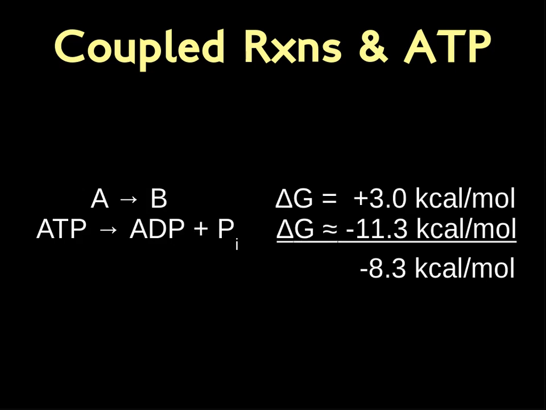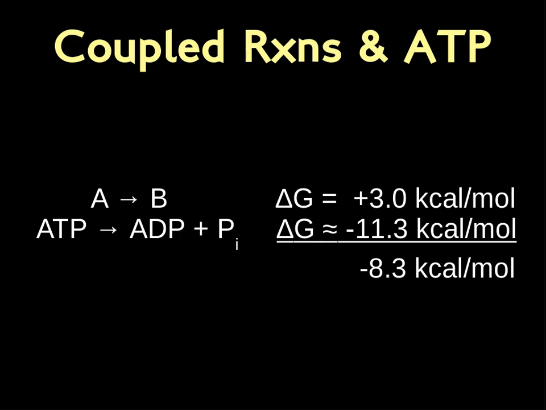Okay. So what we can do, though, is we can couple another reaction to this. So imagine we have a reaction of converting A to B. This was the grand thing that people wanted to do back in the day. Alchemy is turning A's into B's. If you could turn an A into a B, it would make a lot of money. And imagine this has a delta G of positive 3.0 kilocalories per mole, and that shouldn't normally happen spontaneously.